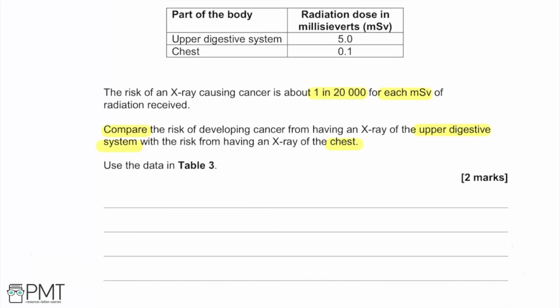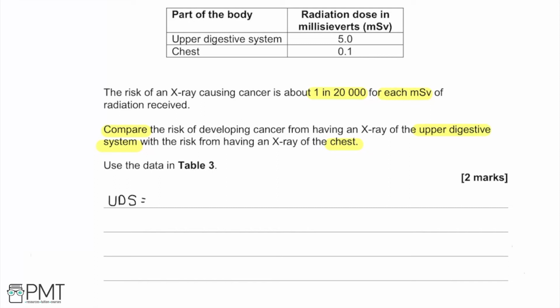So in order to compare the two, I'm going to work out the risk of both, and then I can really see a quantitative measure of the risk for each, the chest and the upper digestive system, and then I can compare the two really well and see which one is going to have a greater risk of developing cancer. So in order to do this, I can start with the upper digestive system.